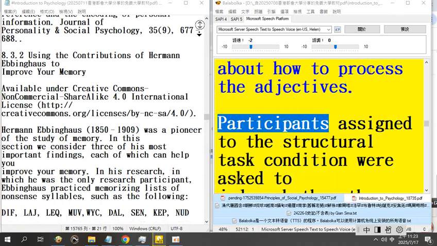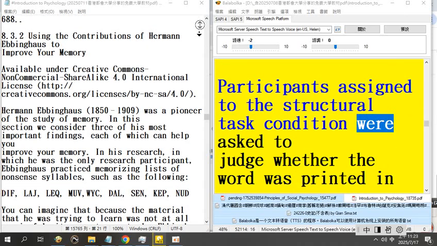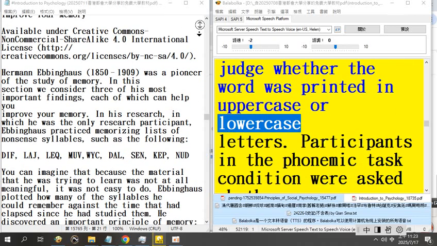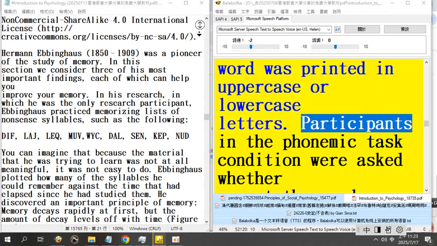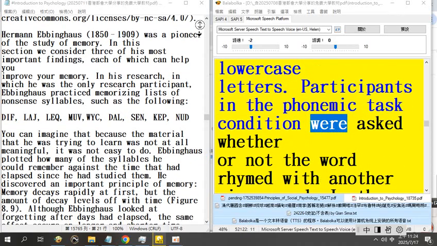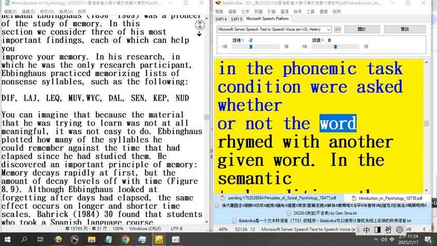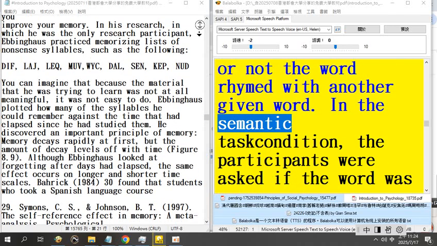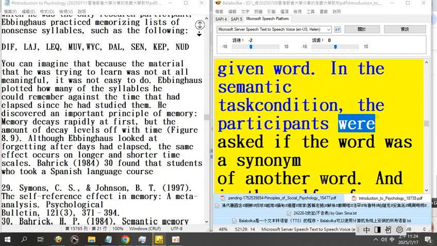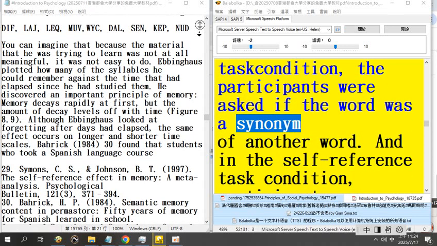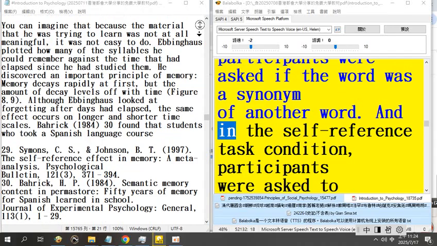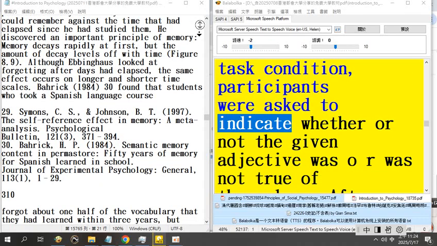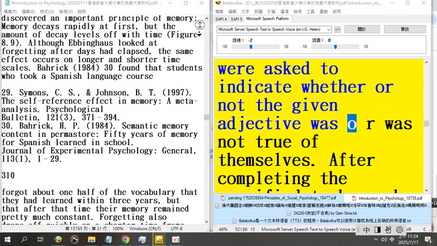Participants assigned to the structural task condition were asked to judge whether the word was printed in uppercase or lowercase letters. Participants in the phonemic task condition were asked whether or not the word rhymed with another given word. In the semantic task condition, the participants were asked if the word was a synonym of another word. And in the self-reference task condition, participants were asked to indicate whether or not the given adjective was or was not true of themselves.